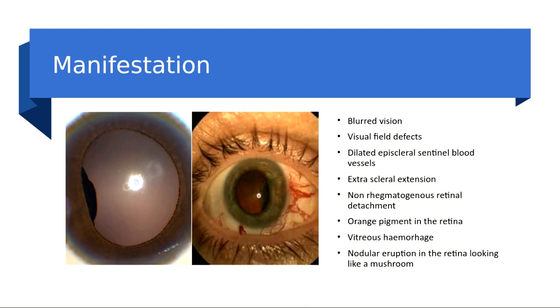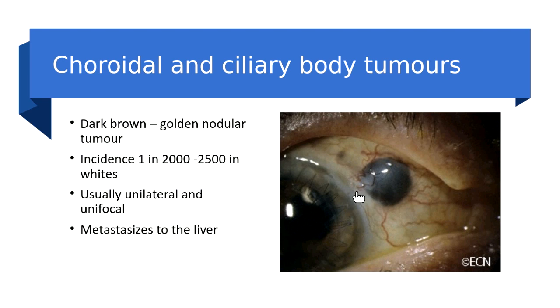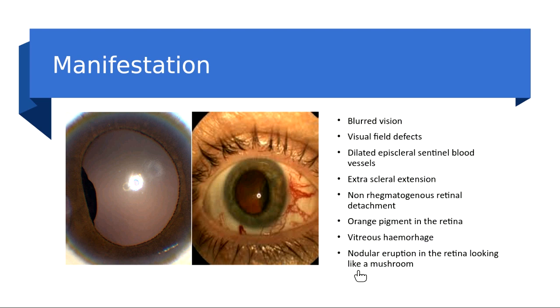So, what would you be picking up in the history? As you realize, most of the other stuff didn't give you much visual issues. But definitely here you're going to have someone with blurred vision and visual field effects, and what we saw before, we said this is an extra scleral extension, meaning it's come through the sclera. We can also see sentinel vessels.